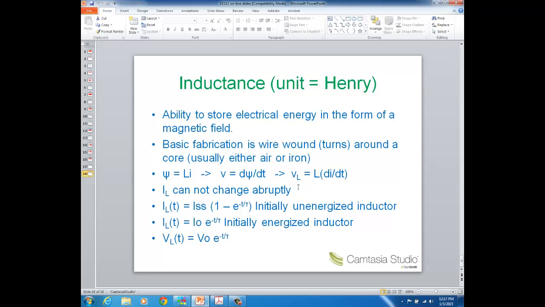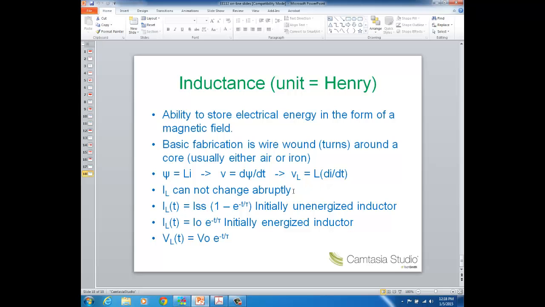So for an inductor, it's the current that cannot change abruptly. Remember, for the capacitor, it's voltage that cannot change abruptly. For inductors, it's the current. Again, you can see it mathematically here with the dt.